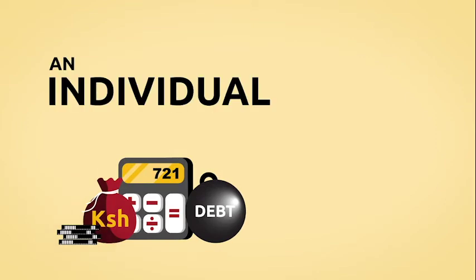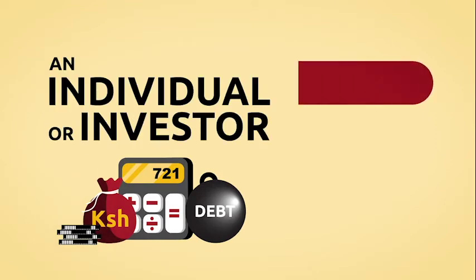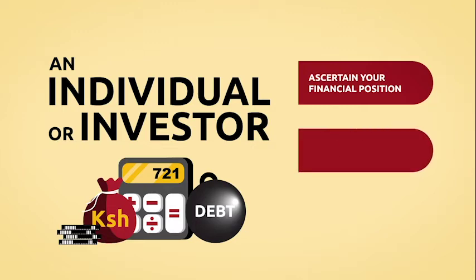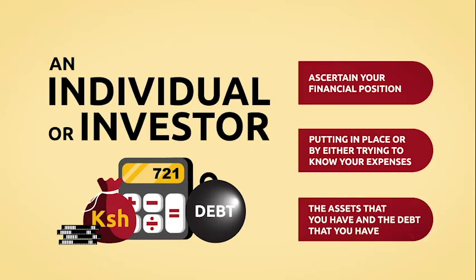So going back to the risks that you need to look at, you need to put yourself in a position of whether you are capable of taking the assets that are available in those investment segments. So what you need to do as an individual and as an investor, you need to first ascertain your financial position by either putting in place or trying to know your expenses, the assets that you have and the debt that you have. That will give you the position you're in and your ability to accommodate risks in the assets that you are going to take.